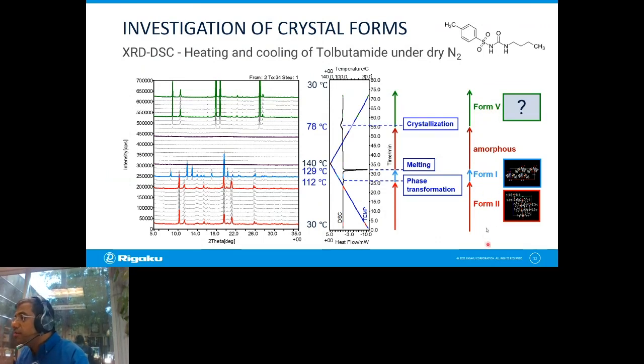So how do we know these things? Because from the simultaneous collection of XRD patterns, we can see the XRD data evolution. We are going from form 2 to form 1 in blue, and then there is a melting process. We are essentially in a state of no crystal structure. There's an amorphous form, and then there's a start of crystallization again to an unknown form. Which brings me to my next topic, an unknown form.